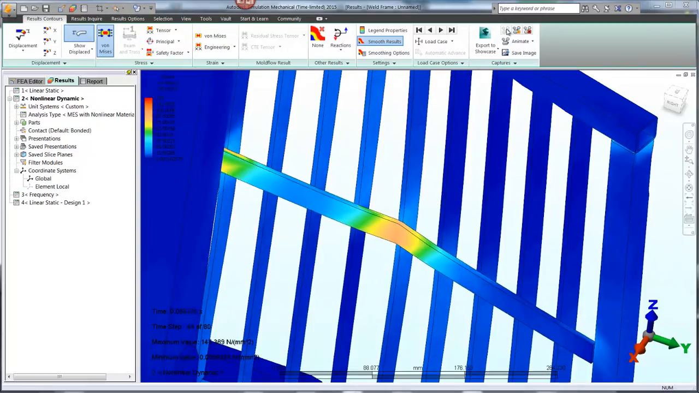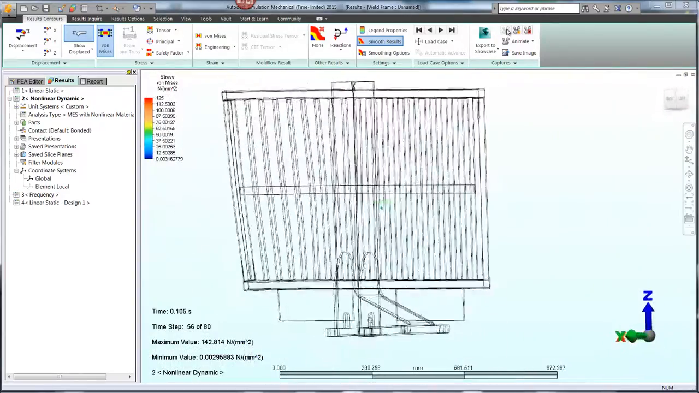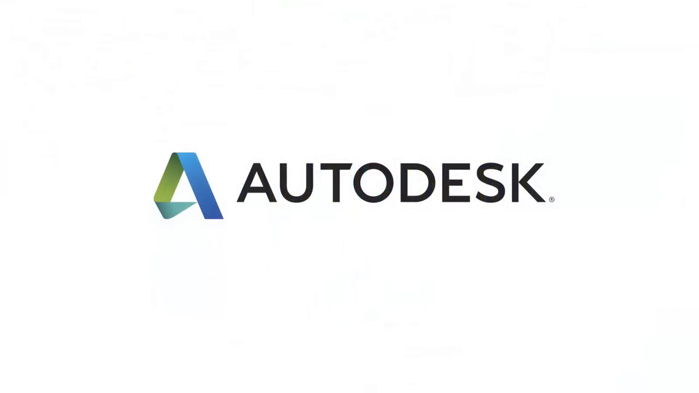These studies and more are included in Simulation Mechanical and are part of the Autodesk Digital Prototyping Solution.